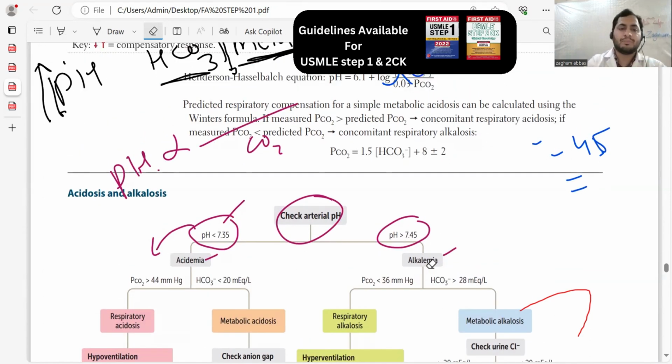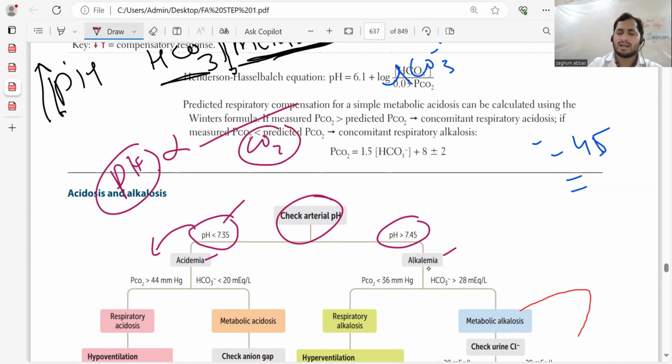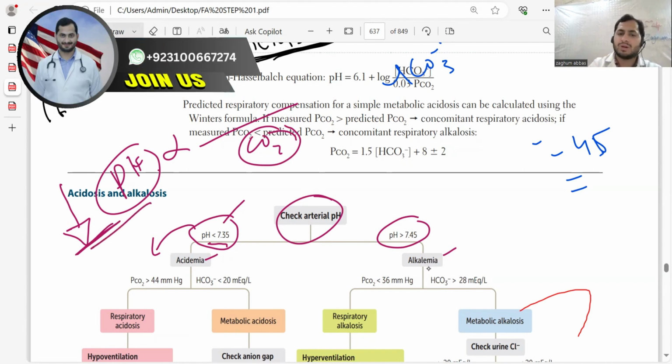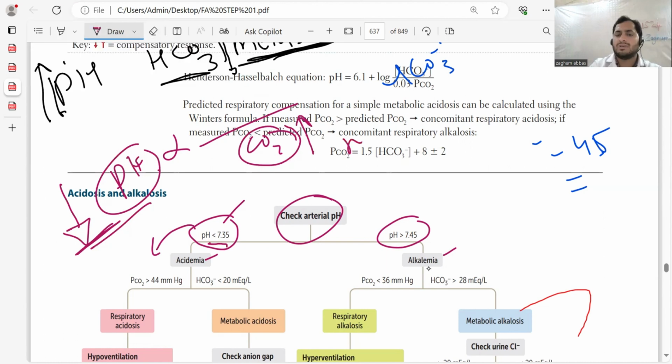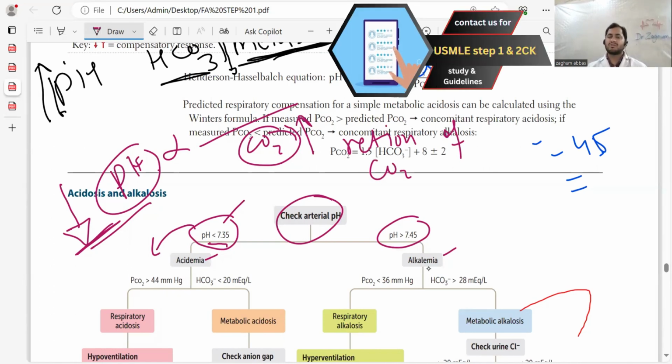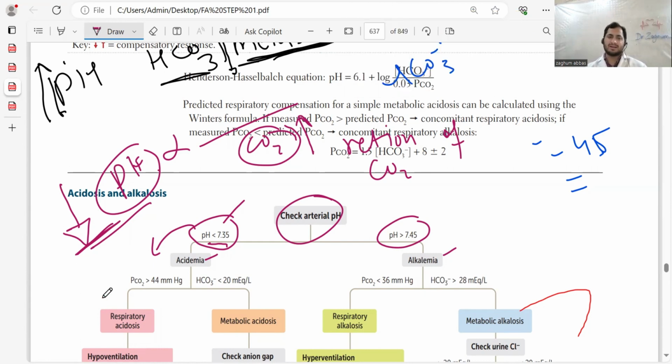So pH is inverse with carbon dioxide level. Now I'm taking pH less than 7.35, so I'm drawing this arrow downward. I'm taking just the respiratory component. How can carbon dioxide cause decreased pH? By retention of carbon dioxide. When the carbon dioxide level is retained in your body, you will have a decreased pH, and that is called respiratory acidosis.